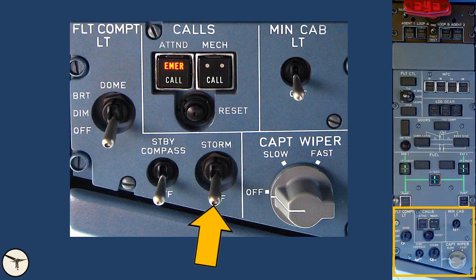The storm light illuminates the central instrument panel with a bright light. It's intended to be used in darkness to prevent being blinded by lightning flash. It's also useful when we prepare the cockpit before departure.